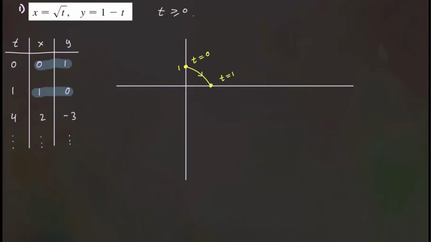The next point we're going to plot is when t is 4, x is 2, y is negative 3. So x is 2, let's suppose it's here. And then y is negative 3.